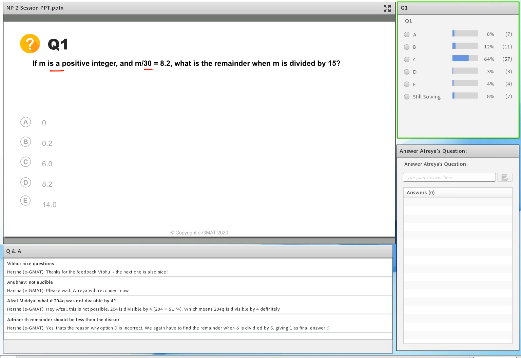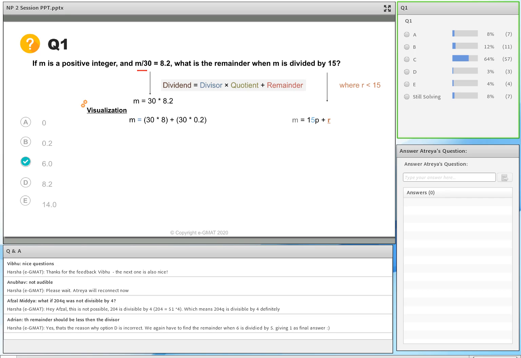What is the remainder when m is divided by 15? So again, let's use the same concept where dividend is equal to divisor times quotient plus remainder. And here, since the divisor is 15, the remainder has to be less than 15. That's the answer that I'm looking for.